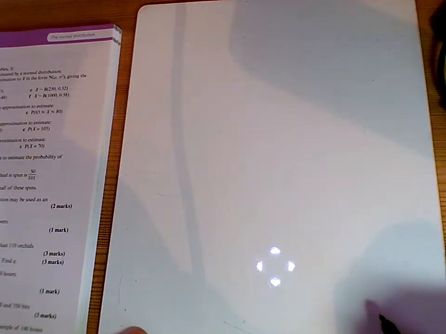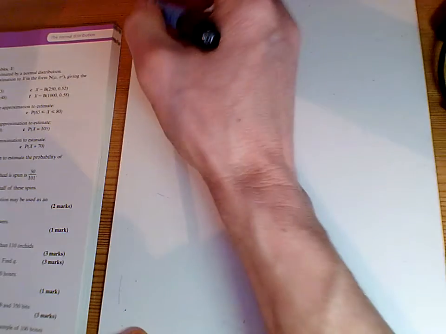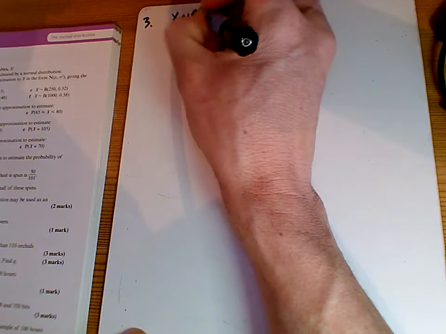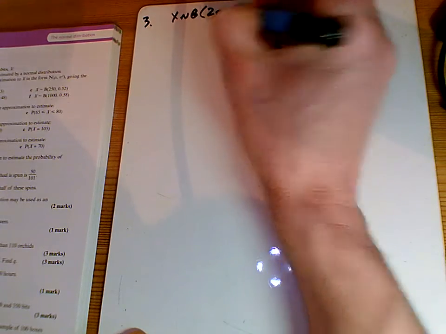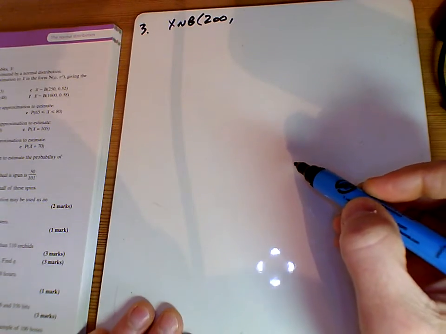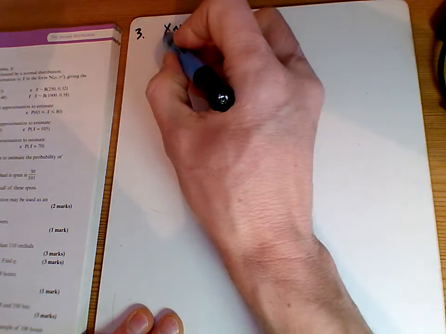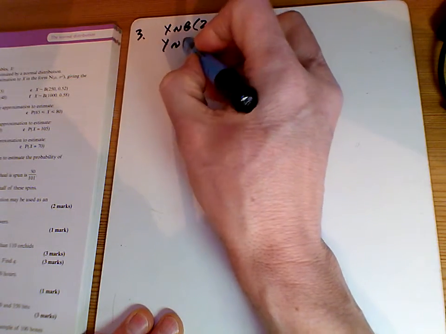Thanks to Dave for doing number 2. Question 3 is virtually the same though. We're told that x is a binomial with n being 200. That's pretty large, happy with that. And p being 0.53. Again, that's pretty close to a half, so we're happy there.